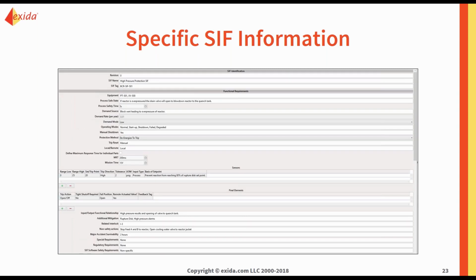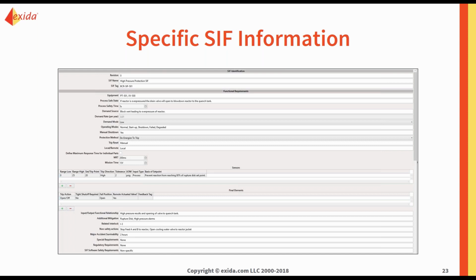Then you would go into each SIF and put in the SIF specific information. So this would include your SIF name and tag, what equipment you expect to be included. And I say expect for some of these things because obviously this is going to be handed off to the design team, and they're going to try and make sure that it achieves the target SIL level. So here you're putting in equipment you're expecting to be included in the SIF.